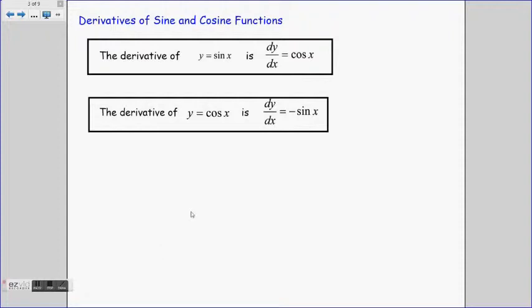So just to summarize, the derivative of sine and cosine functions. The derivative of y equals sine x is just cosine of x. If we were to have plotted cosine of x and performed the same investigation, we would have found that the derivative of cosine of x would have scribed out the curve of negative sine of x.